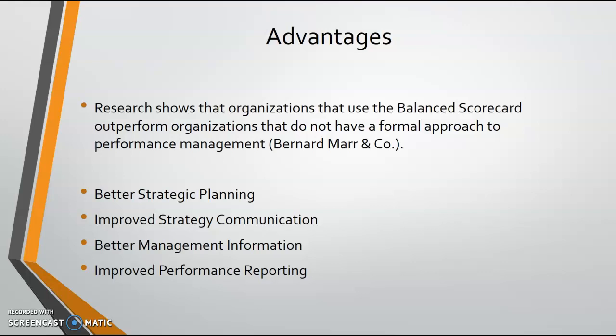Improved strategy communication. It's laid out on paper, so it allows companies to easily communicate the strategy to their employees, so everybody's on the same page. Better management information. This is designed to have key performance indicators for objectives so that managers know exactly where they stand. That information is given directly to management. And it also ensures that companies are measuring what matters.